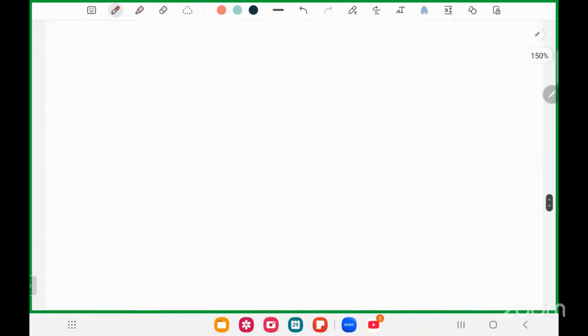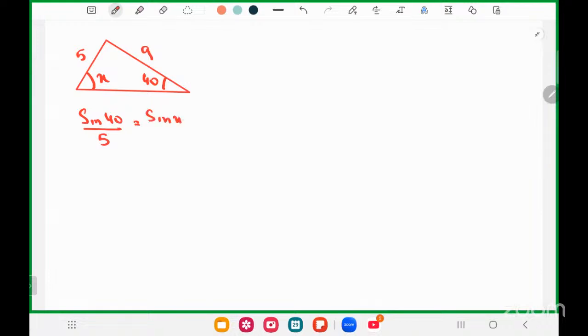Let me do one more example so that it becomes even clearer. Let's say this is 40 degrees and this side is 5. Let's say this side is 9 and I need to find this angle. So sin 40 upon 5 is sin x upon 9.